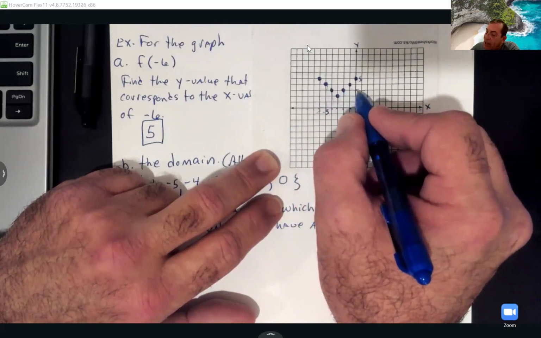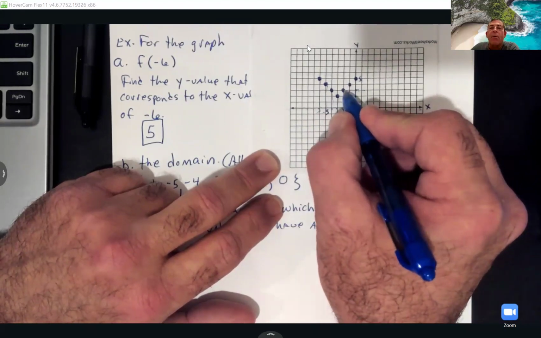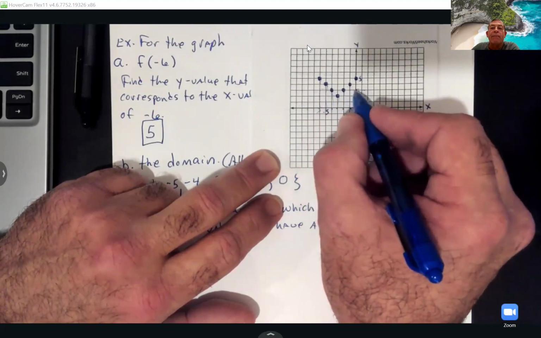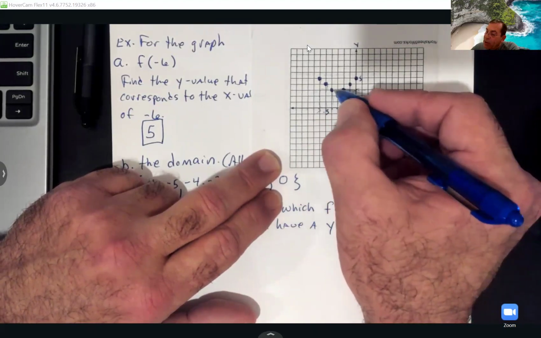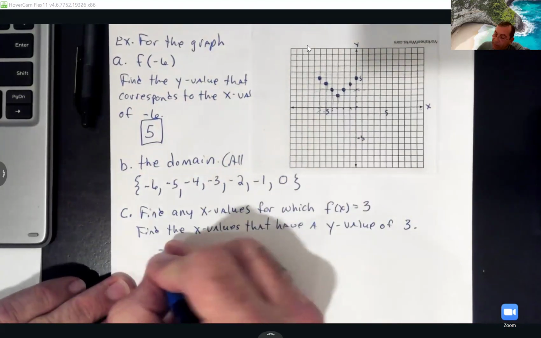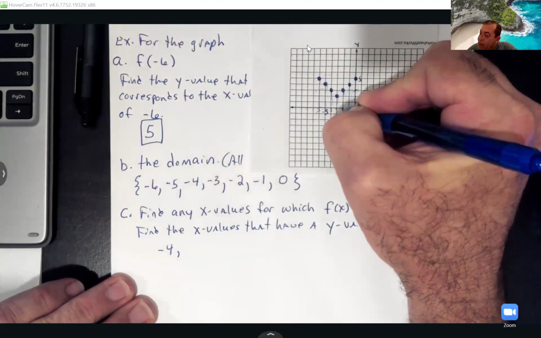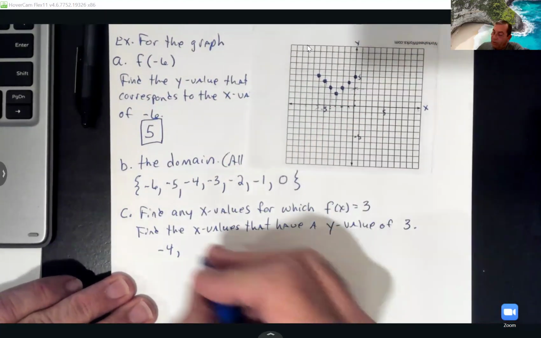And y'all notice I got 2 points. I got this point and that point. So both of these points have a y value of 3. So I need to know what these x values are for these 2 points. Well, this one had an x value of -4. And then this point, if you come down, what's that? Looks like it's a -2.